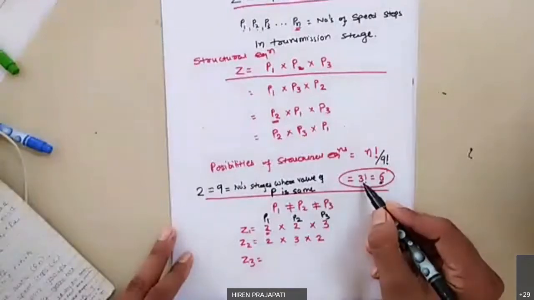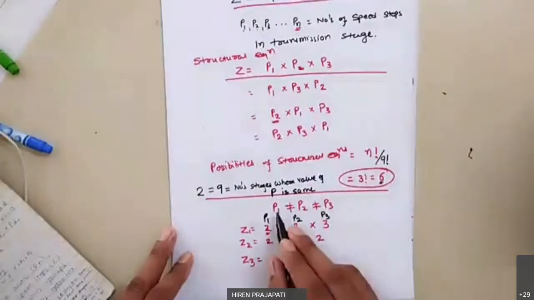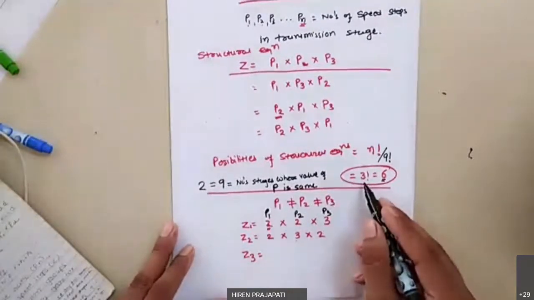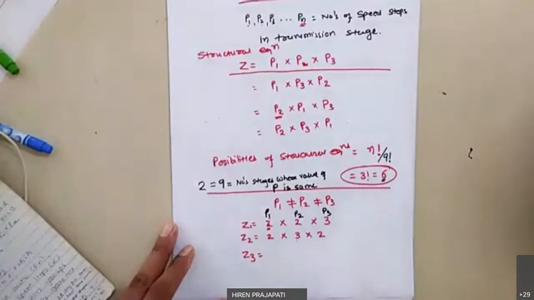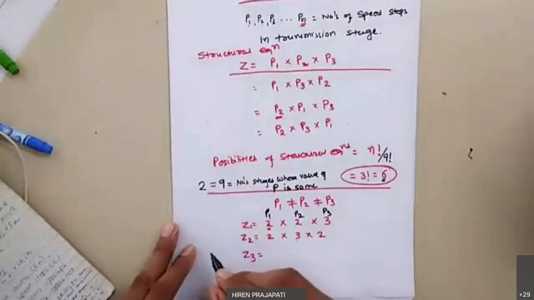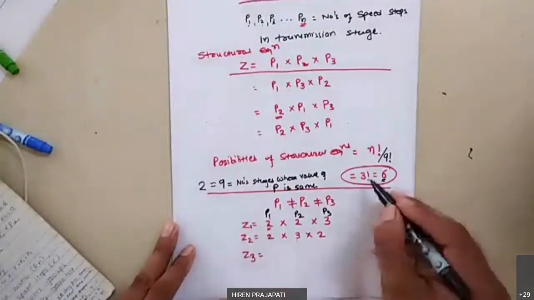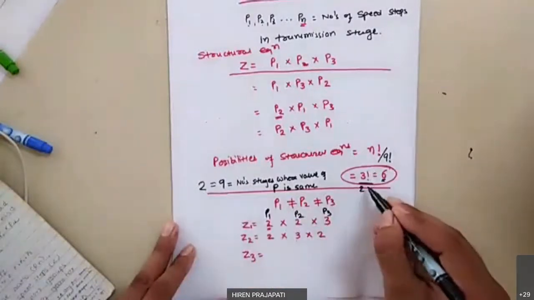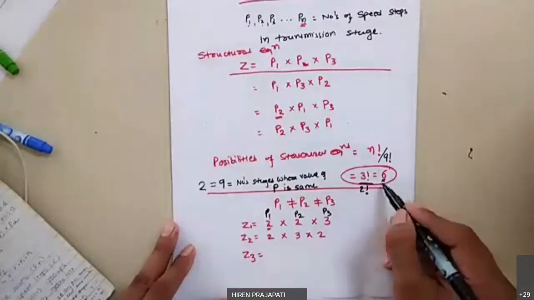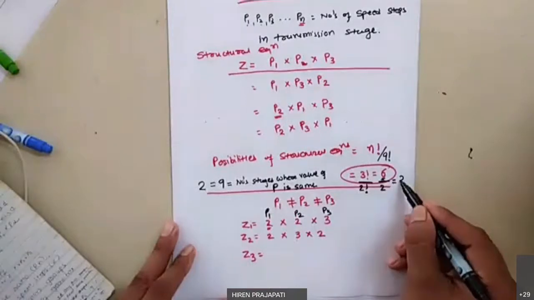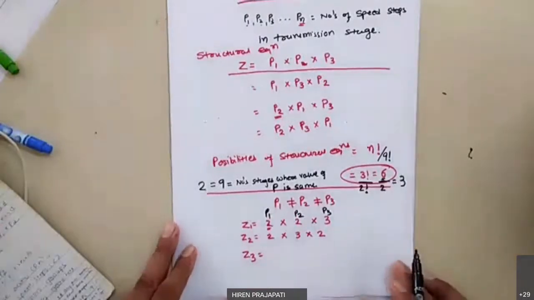So initially it was 3 factorial. If P1 is not equal to P2 is not equal to P3, then 3 factorial means total 6 possible variations. But now two stages are redundant in nature. In two stages we are getting the same speed. Then I need to divide by q factorial. So q factorial, I need to divide by 2 factorial. So if you divide this 6 by 2 factorial, then it's 3. Then now three possible structure equations.